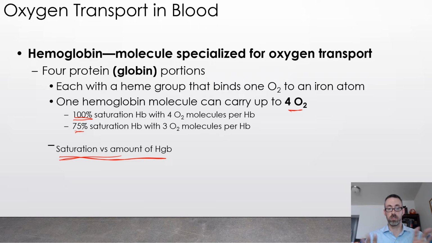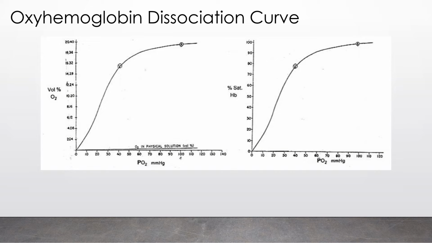So we can compare and contrast that, saturation levels versus total amounts and so on. I'll give some more examples of that during more of our live interaction. What you're seeing on this graph is called an oxyhemoglobin dissociation curve. And I'm going to start with the one on the left.